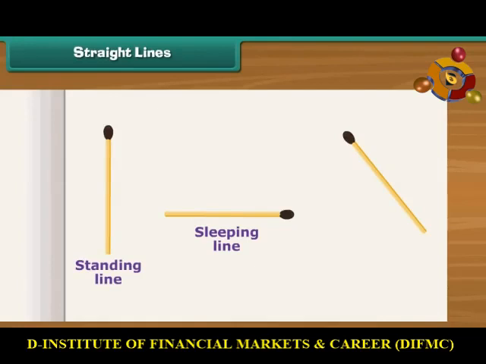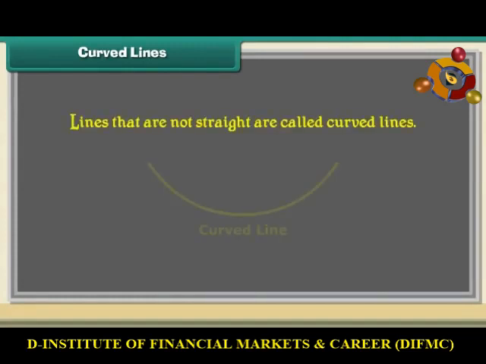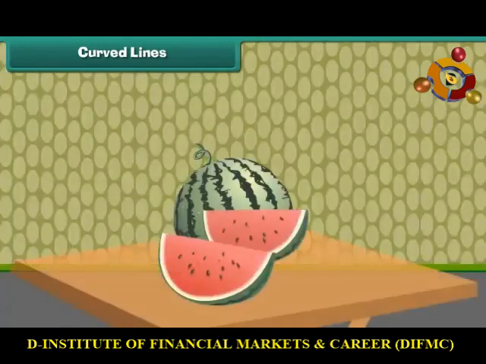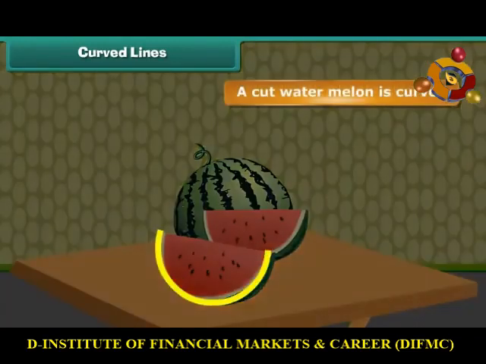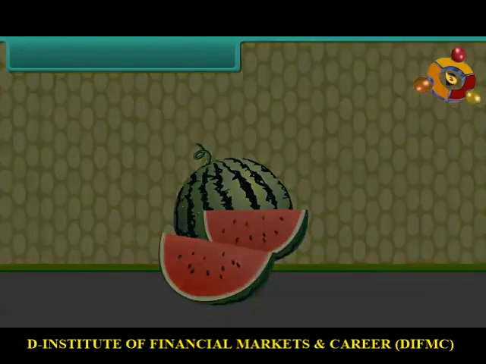Slanting matchsticks make slanting lines. Curved lines: lines that are not straight are called curved lines. A cut watermelon is curved. The edge of a leaf is curved.